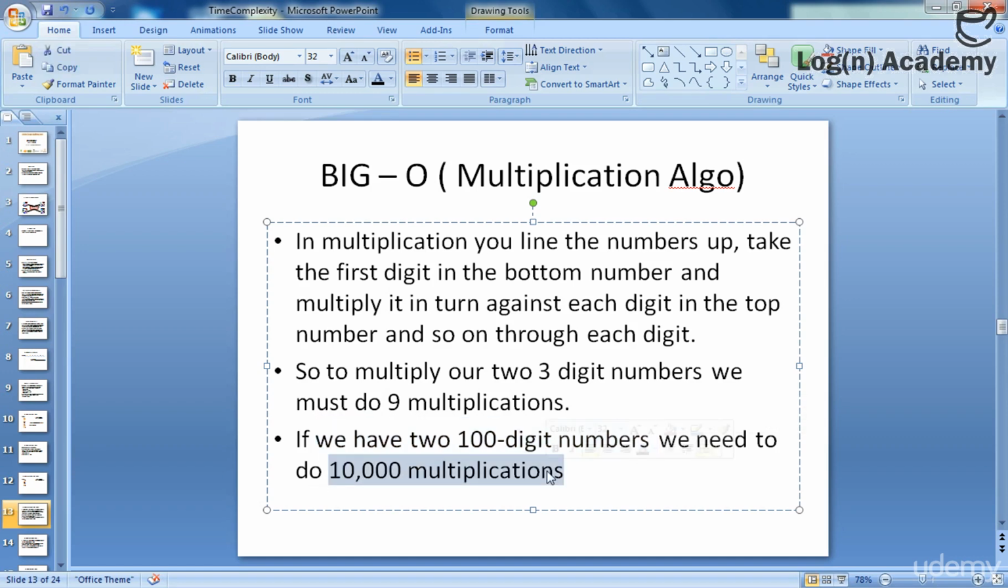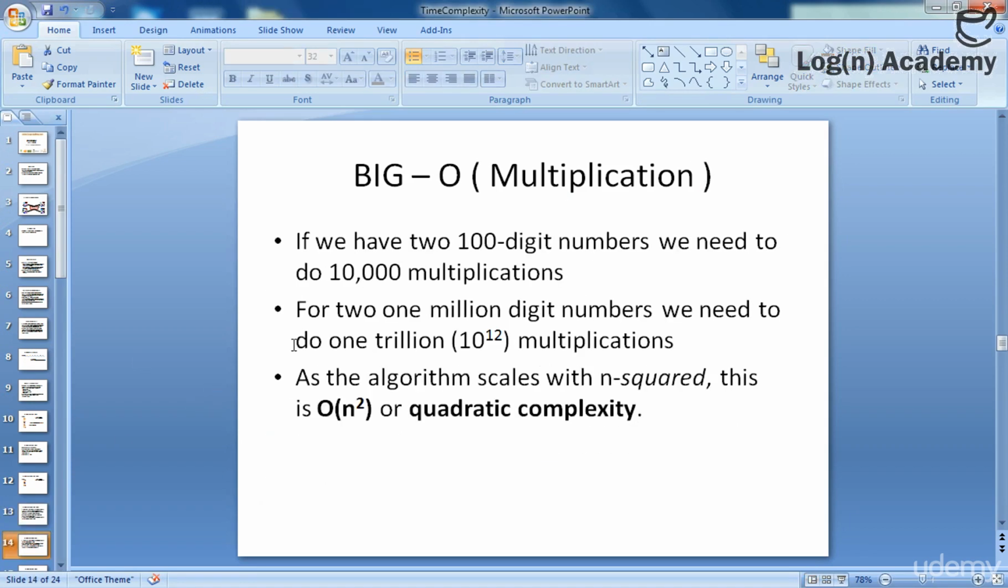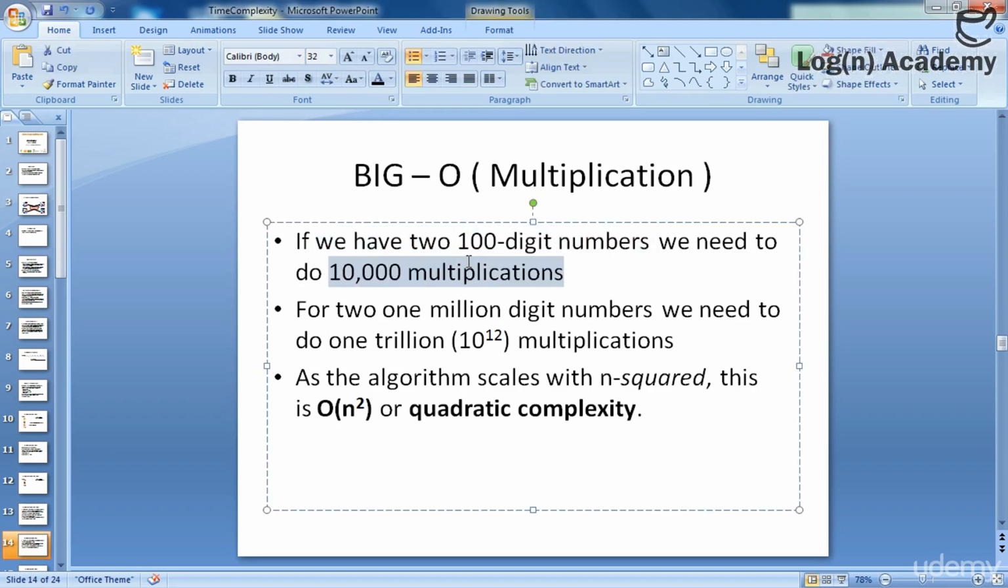It's increasing by the power of 2. It's a quadratic increase. So the point here is, if we have 100 digits, then we'll have to do 10,000 multiplications. If we have 1 million digit numbers, then the result will be 10 raised to the power 12 multiplications. As the algorithm scales with n squared, this is O of n square, or quadratic complexity. The complexity of multiplication is quadratic, right?